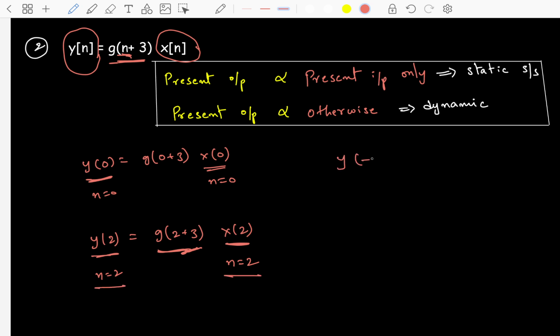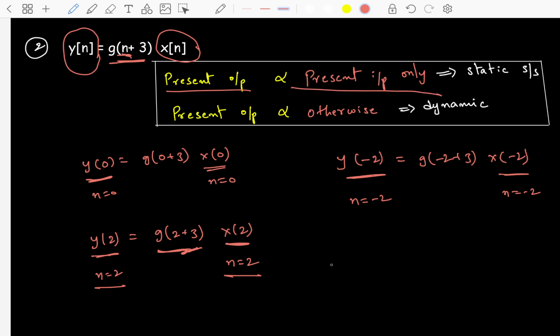Now we will take some negative values. y of minus 2 is equal to g of minus 2 plus 3 into x of minus 2. So the output is at minus 2 and the input is also at minus 2. So the present output depends on the present input only here also. So the system is a static system, or memoryless system.